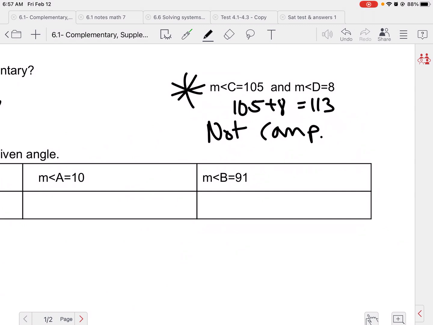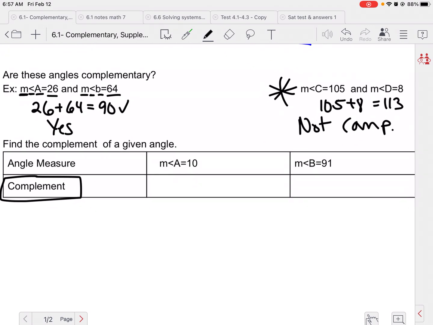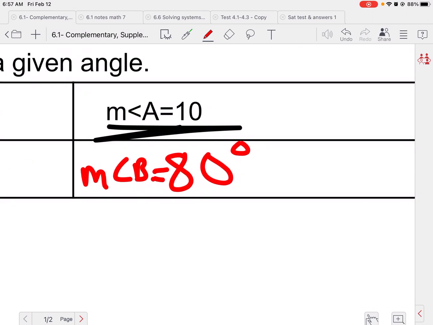All right, so the next part is I should be able to give you an angle and you find what's called the complement. Okay, so the complement is just saying what angle is complementary to it, so it's just a shorthand. Okay, so I would say, well, this angle is 10. How do I make it 90? Well, I would need it to be another 80 degrees. Okay, and you call that, you know, the measure of angle B or whatever letter you'd want to pick. Okay, we'll do the equal sign there.